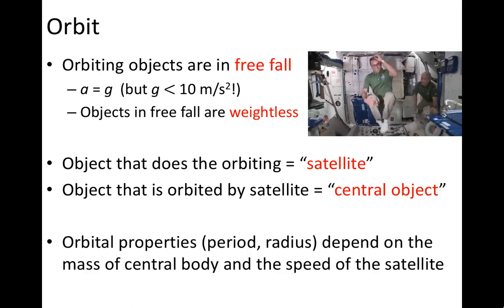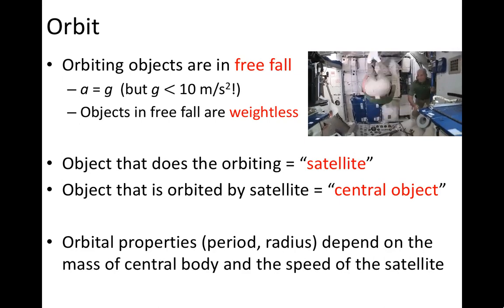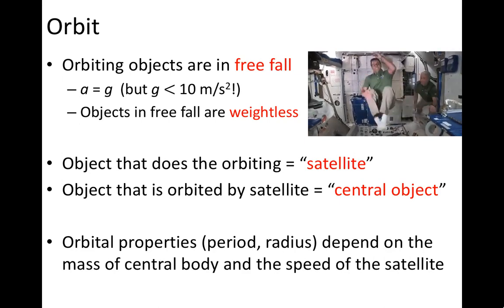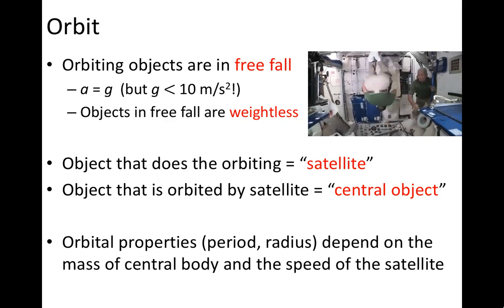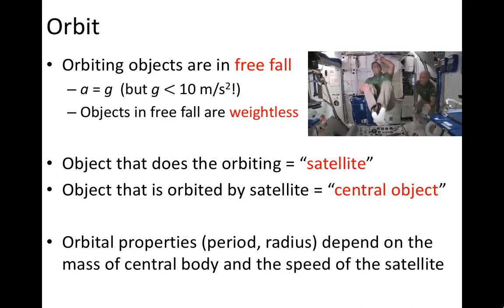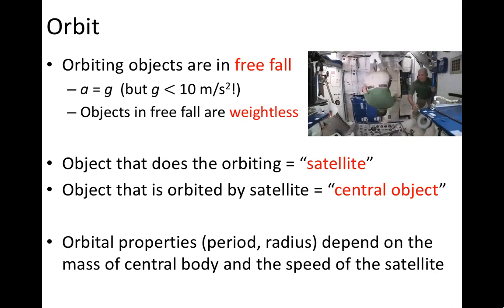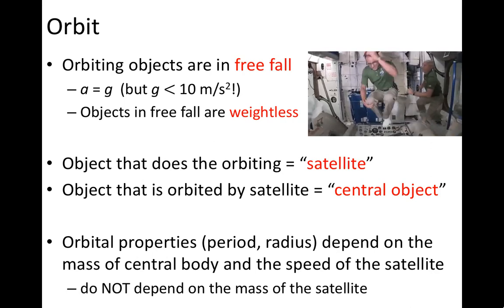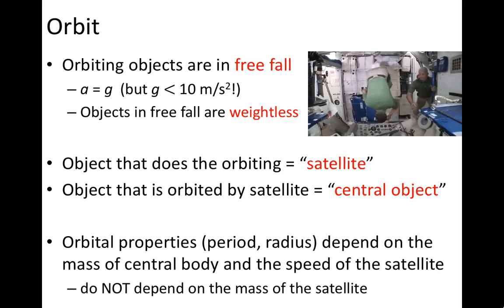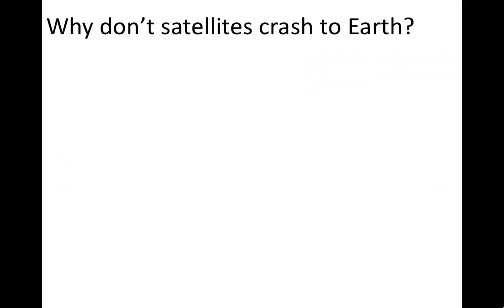We should note that orbital properties, the properties that define a satellite's orbit, its period, how long it takes to go around its central object, and its radius, depend only on the mass of the central body and the speed of the satellite. It does not depend on the mass of the satellite. The mass of the satellite does not matter for the properties of its orbit.